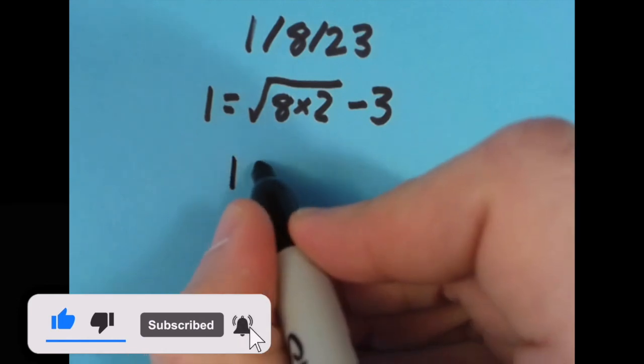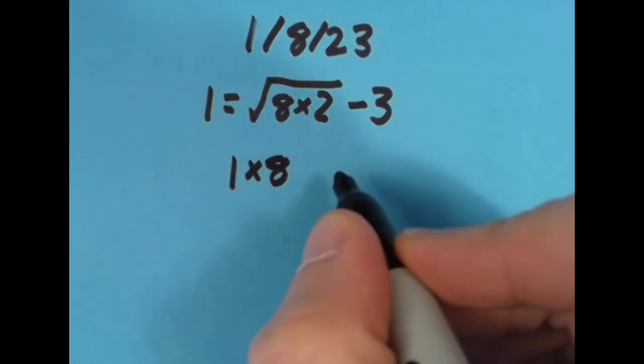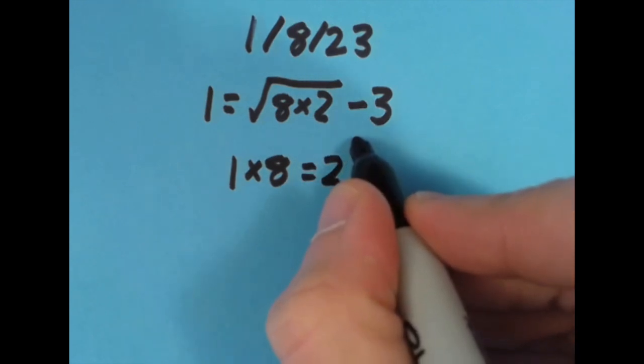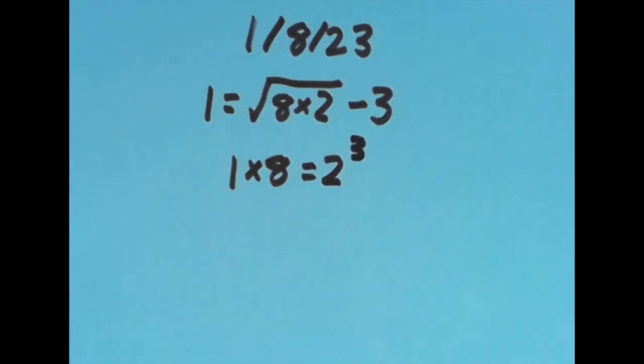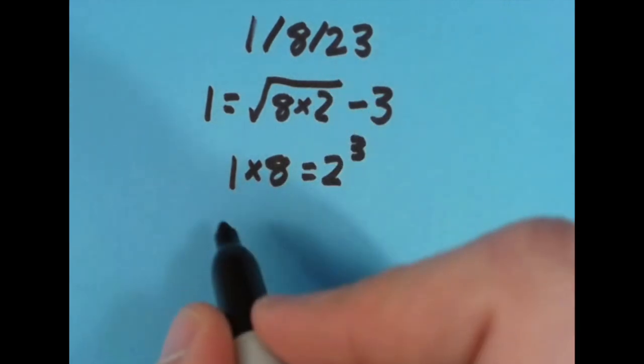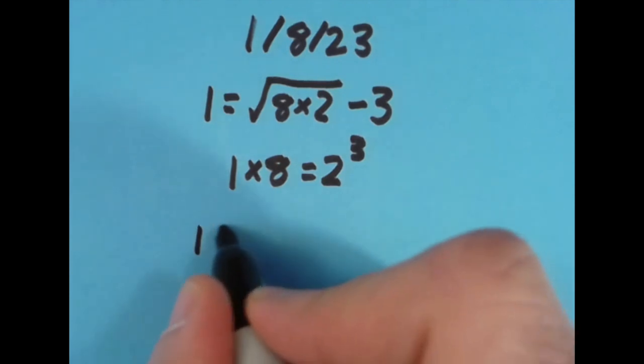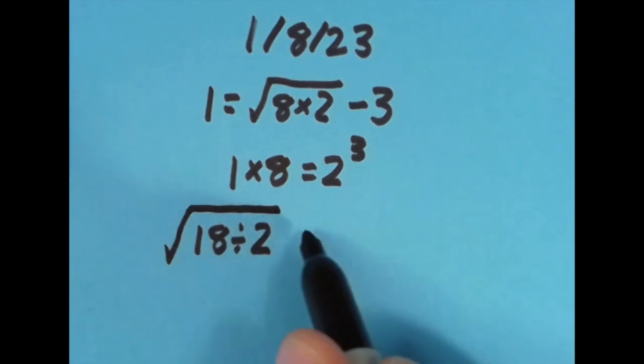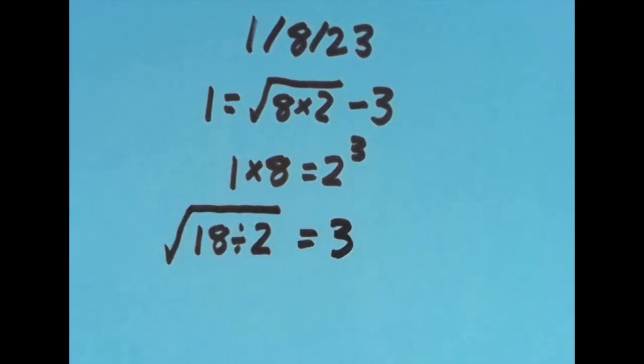I tried with the equal sign after the 8, and so here I just said 1 times 8, which is 8. That's going to be equal to 2 to the third power, because that's just 2 times 2 times 2, which is also 8. Then I tried it one more time with the equal sign after this 2, and here I said that 18 divided by 2, which is 9. If we take the square root of that 9, then we get 3.